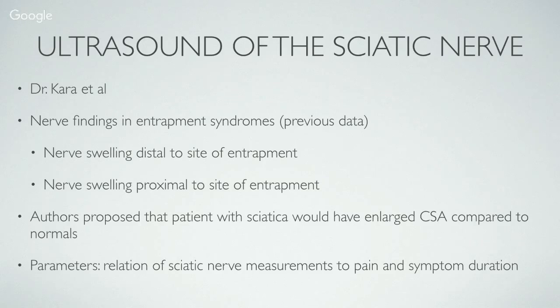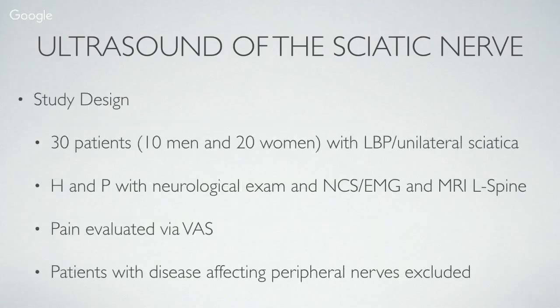So the parameters of this study, they looked at sciatic nerve measurements and the pain and also the symptom duration, and compared that to the measurements of the sciatic nerve. So they took about 30 patients. There were 10 men, 20 women with low back pain and unilateral sciatica. The history and physical, they did a very thorough one. They did a neurologic exam on everybody. Everybody got a nerve conduction study and EMG, and everybody had an MRI of the L spine if they hadn't had one done in the previous 6 months. Their pain was evaluated on the visual analog scale, and patients with any kind of disease like diabetic neuropathy or any peripheral neuropathy were excluded from the study.